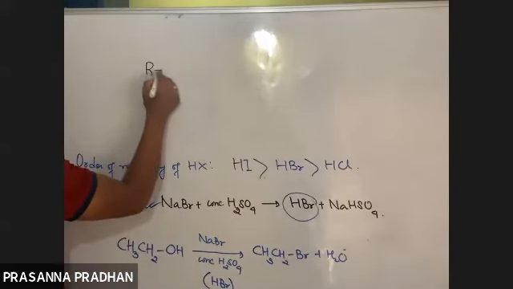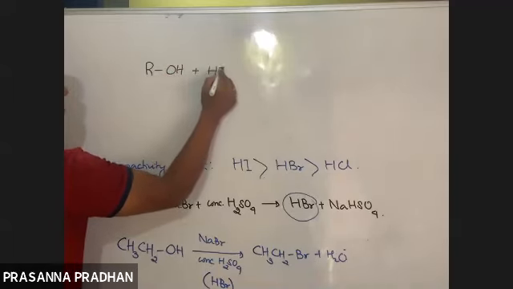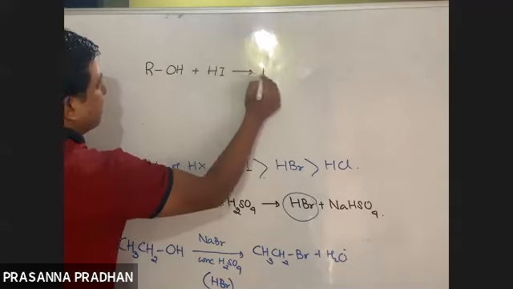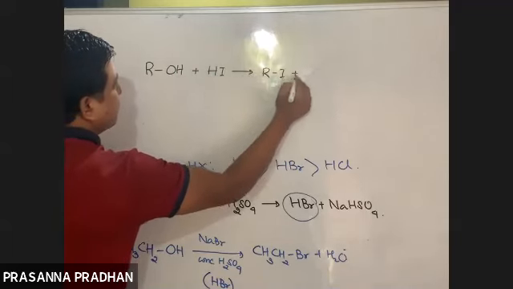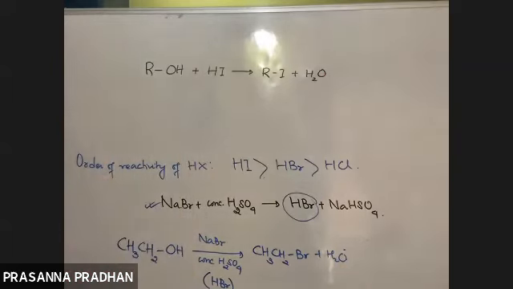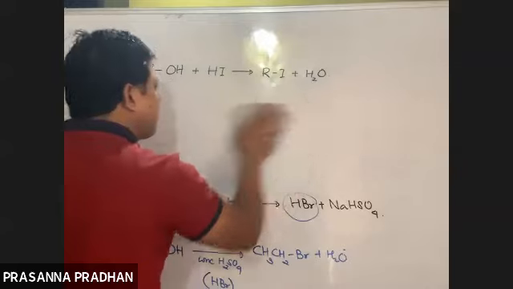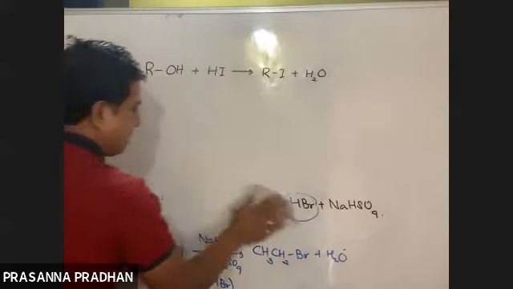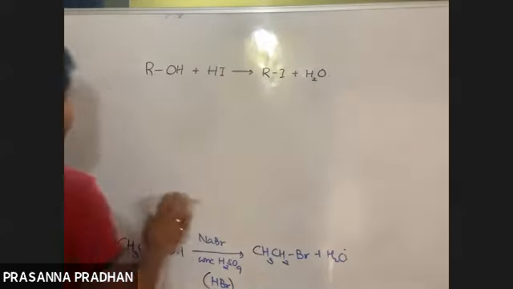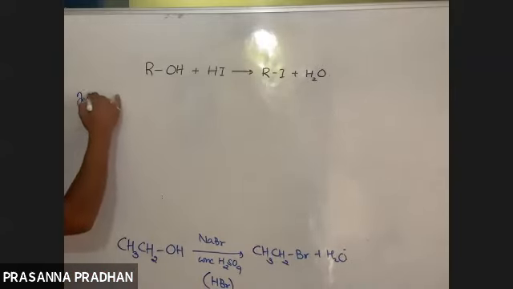So alcohols ROH react with hydrogen iodide to give RI plus H2O. Here I said HI is the most reactive, and the most unstable among these halogen acids. So HI must also be prepared during the reaction. So how is HI prepared? Let us see. This is quite an important topic.